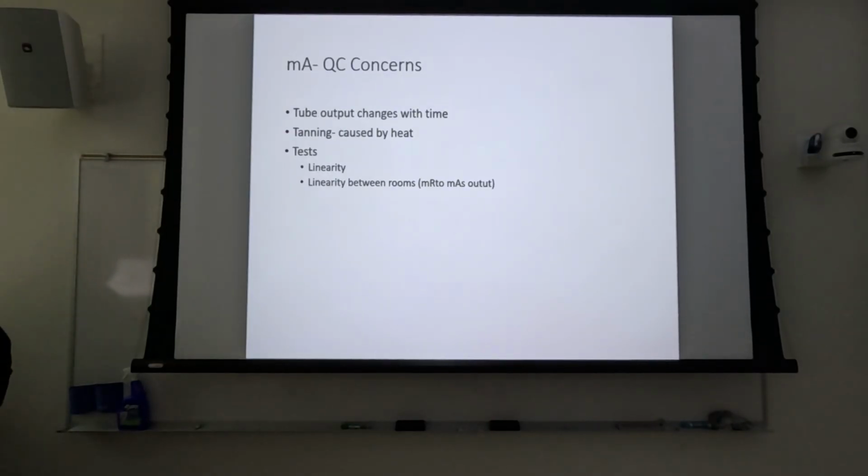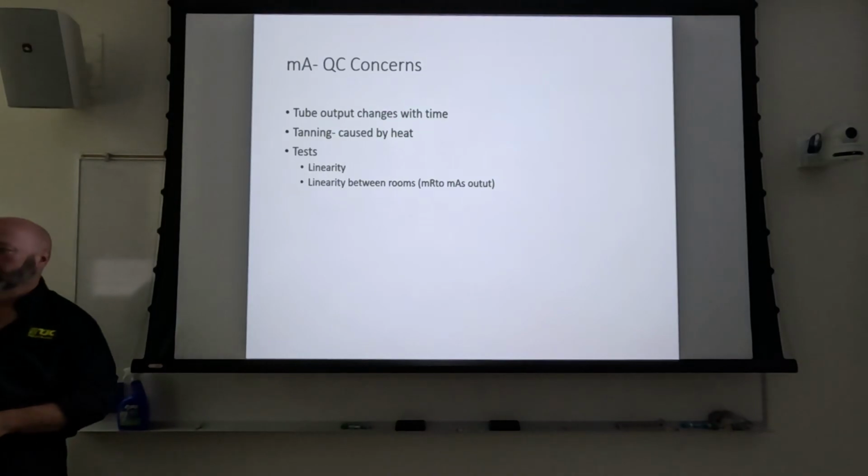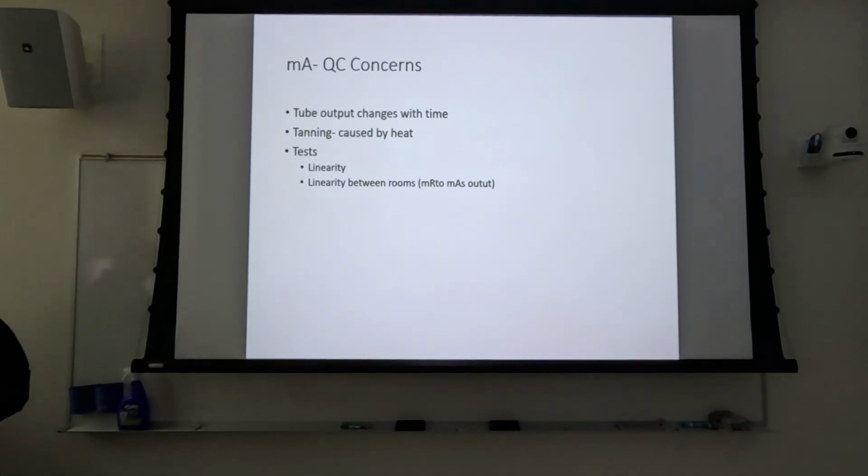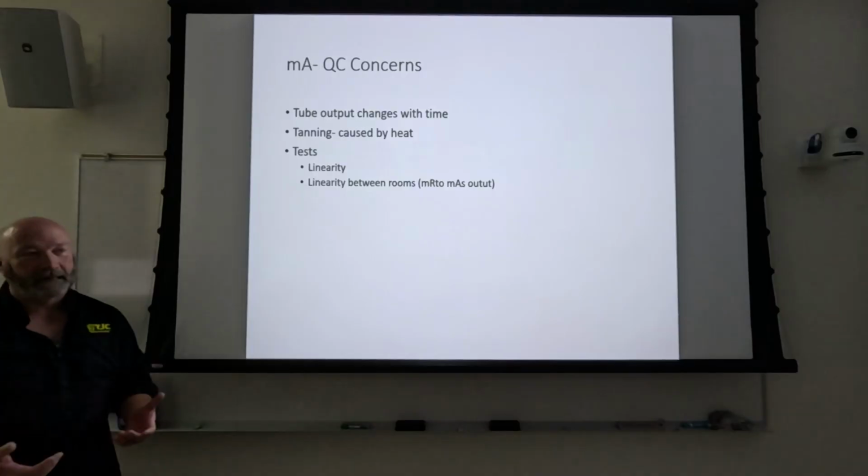so quality control concerns: tube output changes over time. What causes that? Increased inherent filtration caused by vaporization of the filament coating the inside of the X-ray tube, and we call that tanning. There we go, tanning.